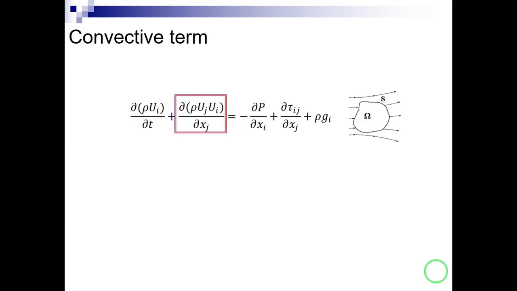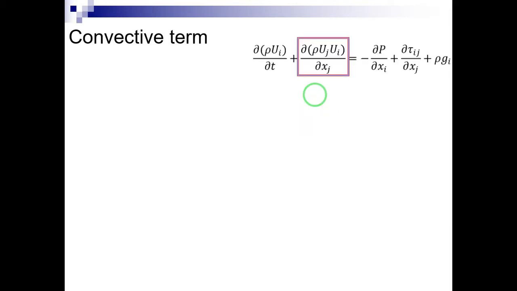Okay, this is the convection term through the control surface S as shown here. This is a control volume, omega is the volume, and S is the surface of this control volume. The convective flux has to do with the convection through this control surface S here. So let's see.